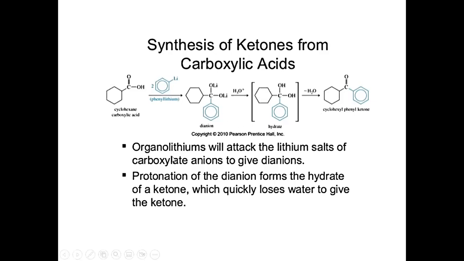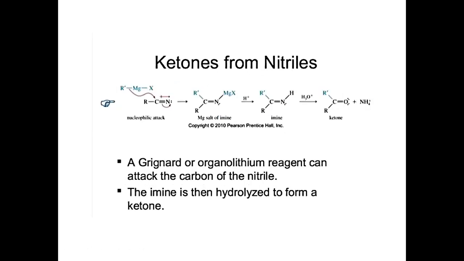So the organolithium will attack the lithium salt of the carboxylate ion to give a dianion, which then undergoes protonation of this dianion to form the hydrate of a ketone, which can quickly lose water to form the ketone. So, ketones from nitriles. You can see the structure here, right?